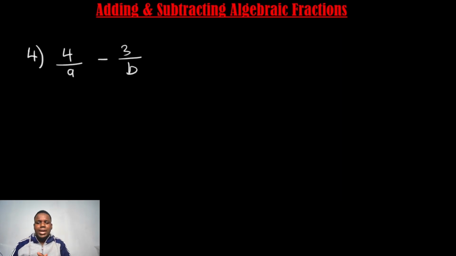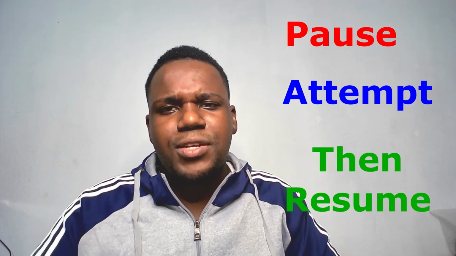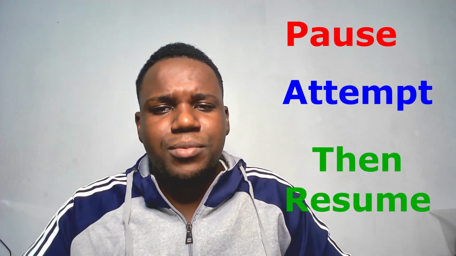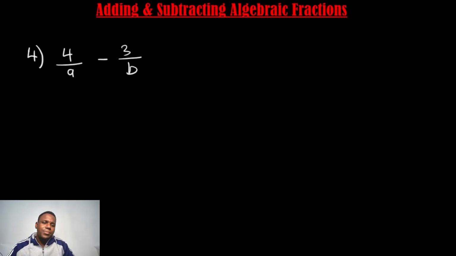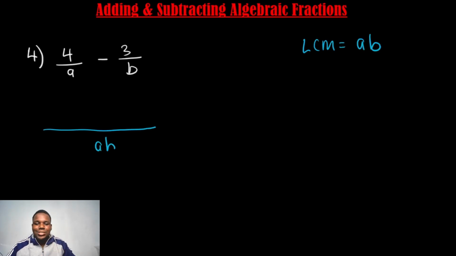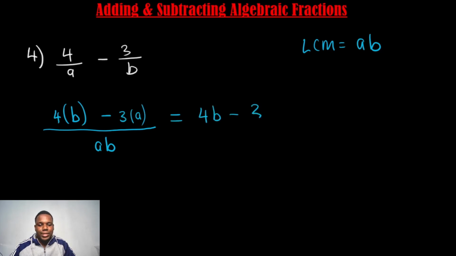Our fourth example, we have 4 over a minus 3 over b. So what would be our lowest common multiple? So pause this video, attempt, and then resume. So the lowest common multiple will be ab, so that will be our new denominator. So divide both old denominators into the new denominator. We're going to multiply the numerator by the quotient. a into ab leaves b, and we're going to multiply the b by the 4. b into ab leaves a, and we're going to multiply that a by the negative 3. So we have 4b minus 3a over ab.